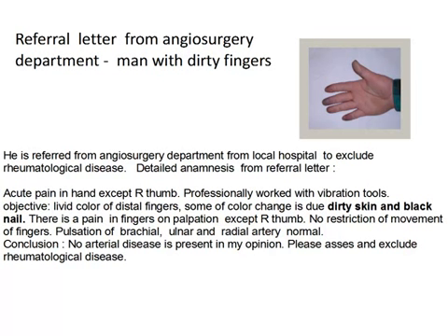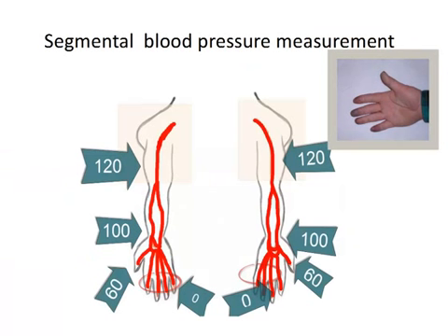Objective, livid color of distal fingers. Some of color change is due to dirty skin and black nail. There is a pain in fingers on palpation except right thumb. No restriction of movement of fingers. Pulsation of brachial, ulnar and radial artery is normal. Conclusion: no arterial disease is present in my opinion. Please assess and exclude rheumatological disease.